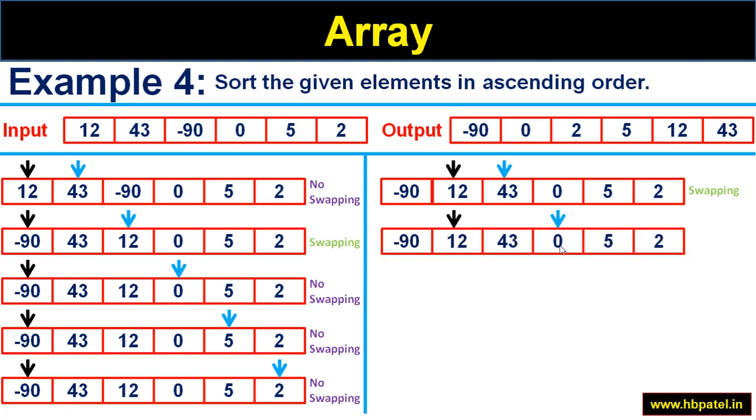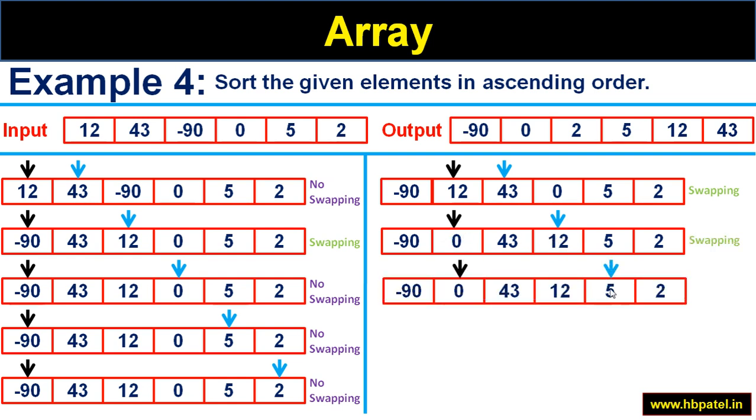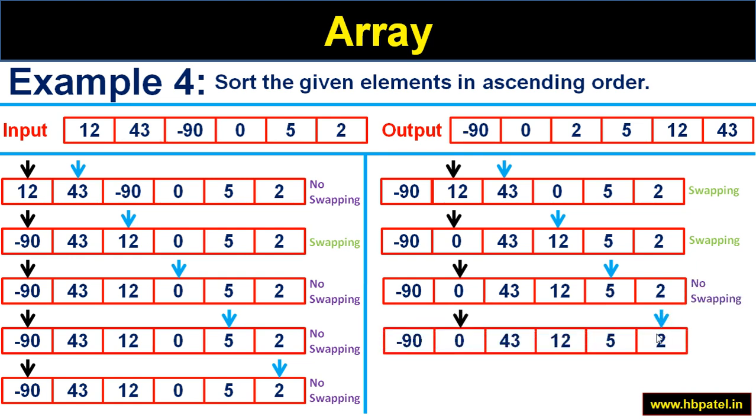Now the blue pointer is incremented by 1. So 12 and 0. Yes, 0 is less than 12. So swapping is required. Swapping is done. Next time 0 is compared with 5. The blue pointer keeps on incrementing. You can see now 0 and 5, no swapping is required because 0 is already less than 5. And then lastly 0 is compared with 2. Again no swapping is required because 0 is already less than 2. So now the second lowest has come to its place. So this is the second phase.